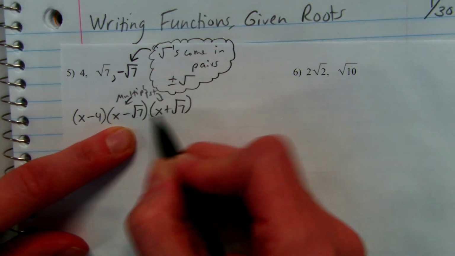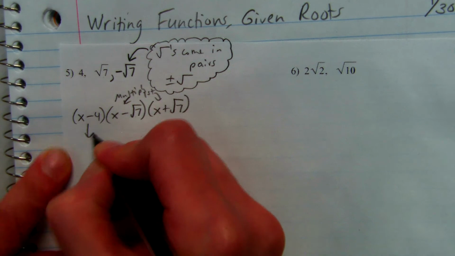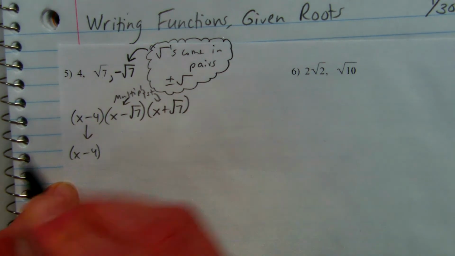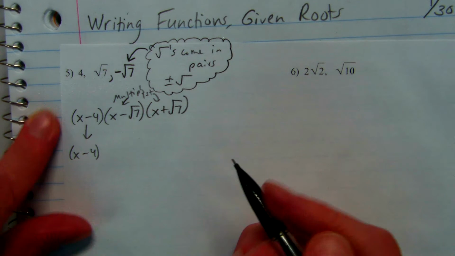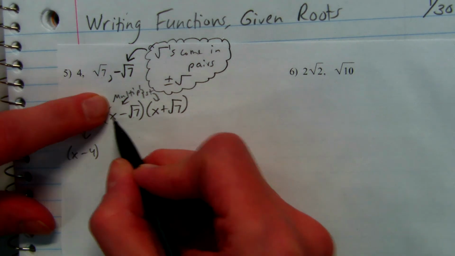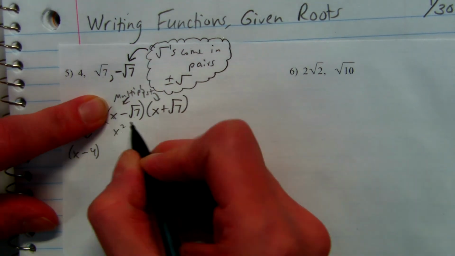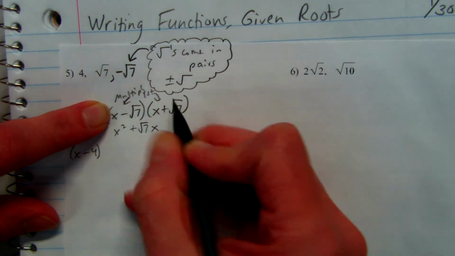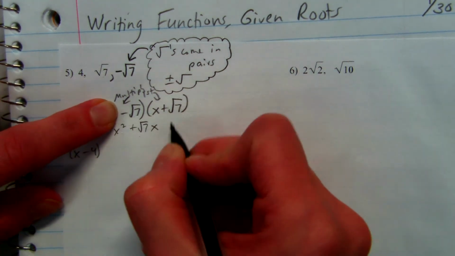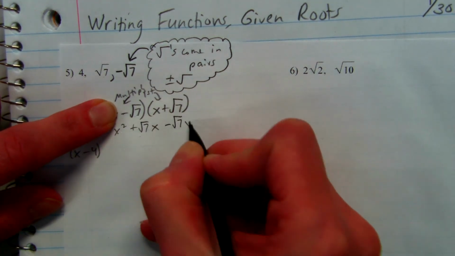When we multiply these out, the radicals are going to go away. So I'm just going to drop down the x minus 4. I'm not going to go from left to right on this one, and it's okay. You can multiply these in any order. So I'm going to do x times x, which is x squared. X times the square root of 7 is the square root of 7x. And then negative square root of 7 times x is negative square root of 7x. And guess what?